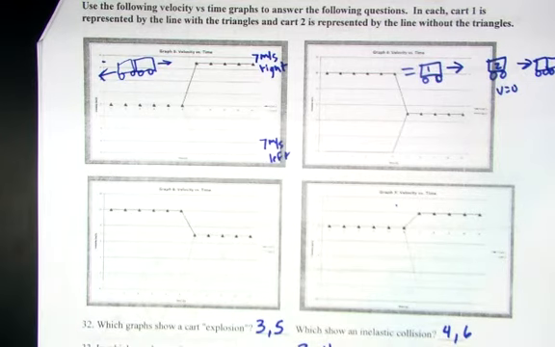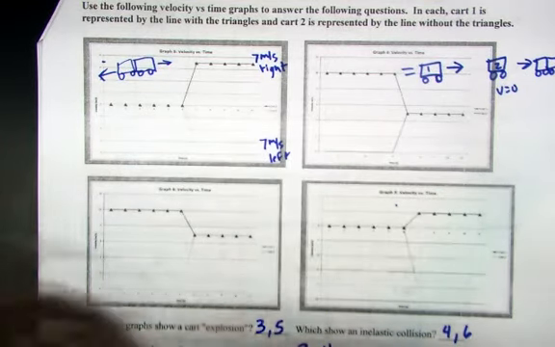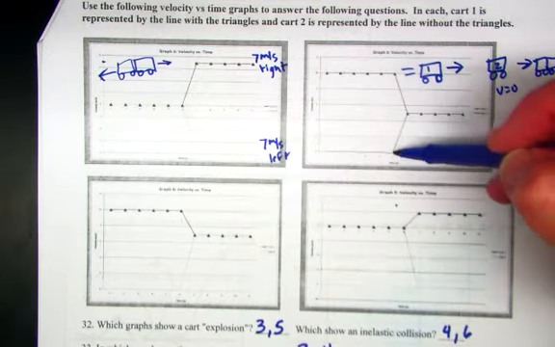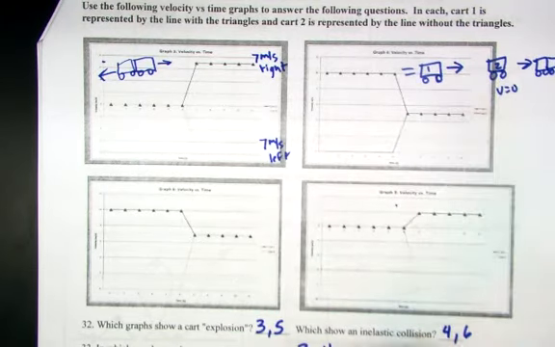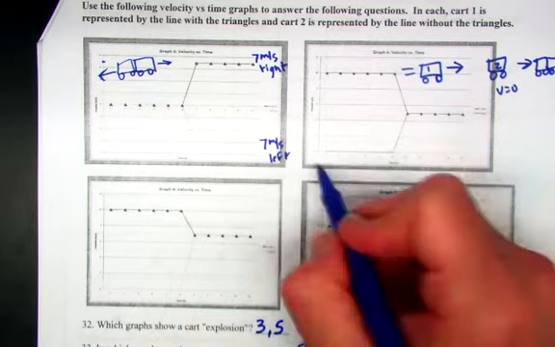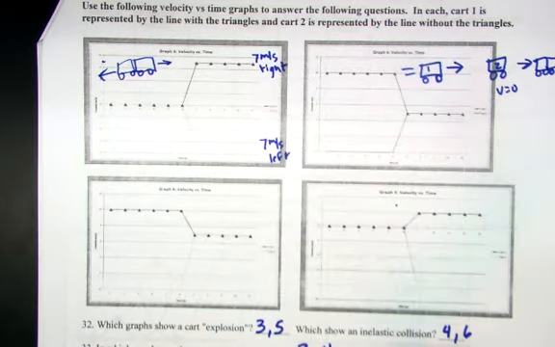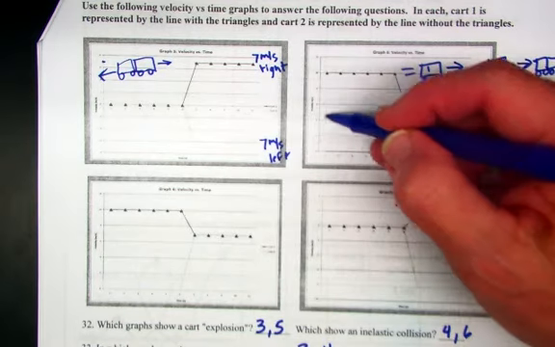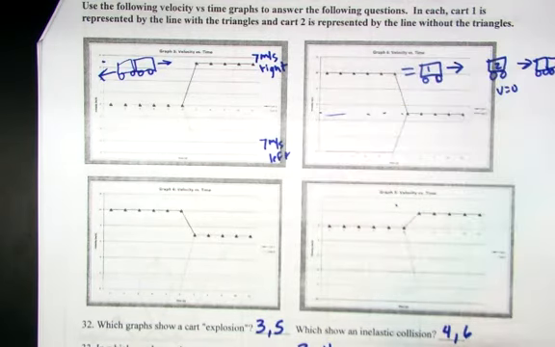What is the change in velocity of cart 2 in graph 4? If we look at graph 4, it's right here. So what's the starting speed of cart 2? The initial speed of cart 2, remember that's the straight line, was 0. The final speed of cart 2 was 5. If we read this, it's right in between. So 5. Remember, final velocity minus initial velocity equals change in velocity. So I would take 5 minus 0, so the change is 5 meters per second.